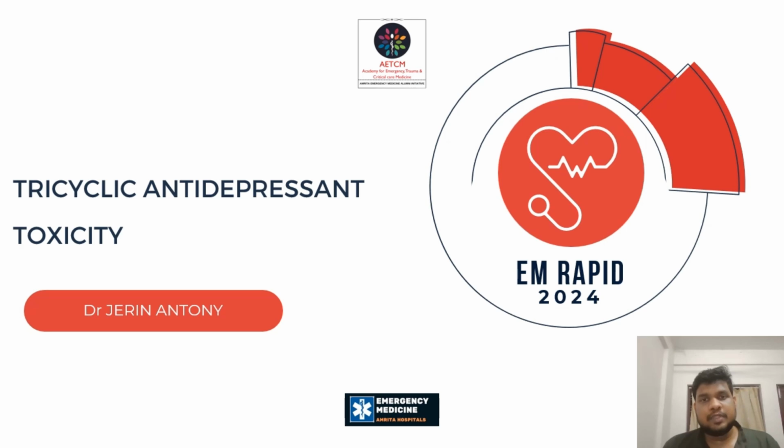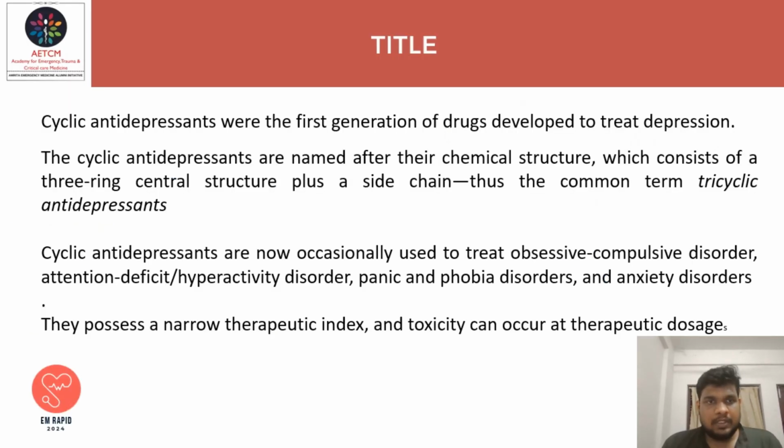As a part of EM Rapid 2024, today I am presenting the topic of tricyclic antidepressant toxicity. Tricyclic antidepressants were the first generation of drugs developed to treat depression. They are named after their chemical structure, which consists of a ring central structure plus a side chain.